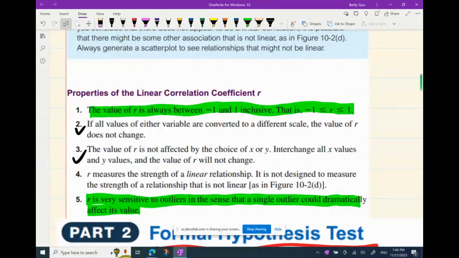When the absolute value of R is close to 1, it indicates a strong linear correlation relationship. When the absolute value of R is close to 0, it indicates a very weak or no linear correlation between the two variables.